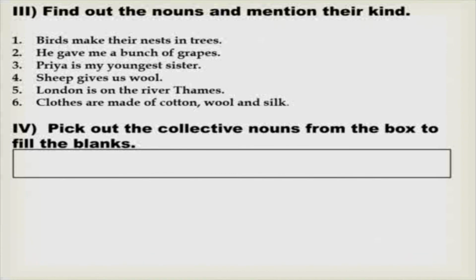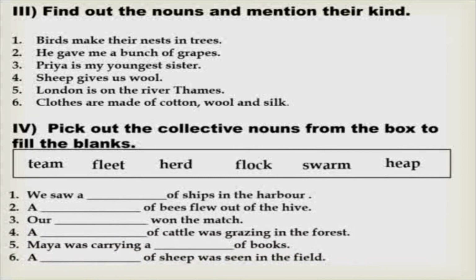Then comes the fourth question. Pick out the collective nouns from the box to fill the blanks. Okay. So, here a box is there in which you have some collective nouns. Some words are given there. Team, fleet, herd, flock, swarm and heap. Okay. And now comes the sentences. So, you will write the full sentence. Don't just write the word. Don't copy down the collective noun word and leave it like that. You have to write the full complete sentence.